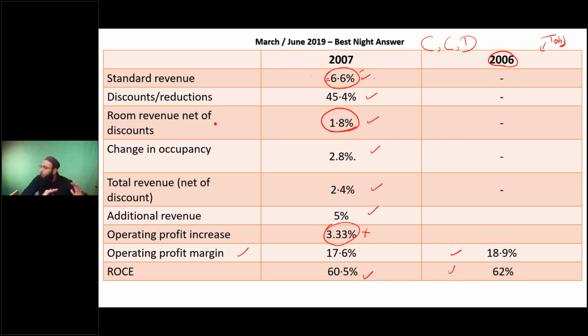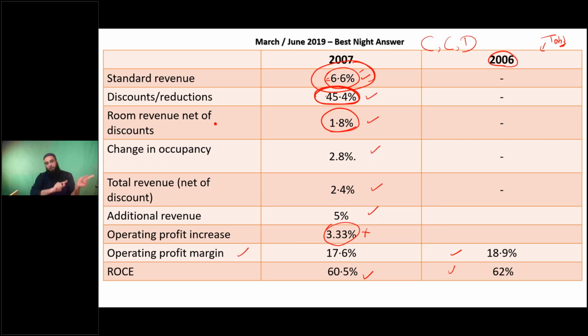Obviously, don't be happy to look at this 6.6% because that's useless, because you are giving discounts. And why did this happen? Because of the massive 45.4% discount. This is a reason which is obvious, and this is what I've done, indirectly linking. I've linked it indirectly here.